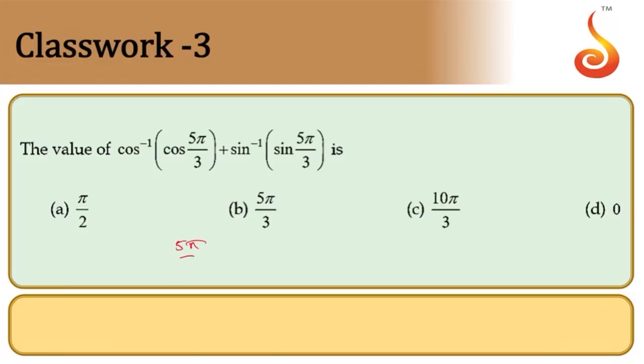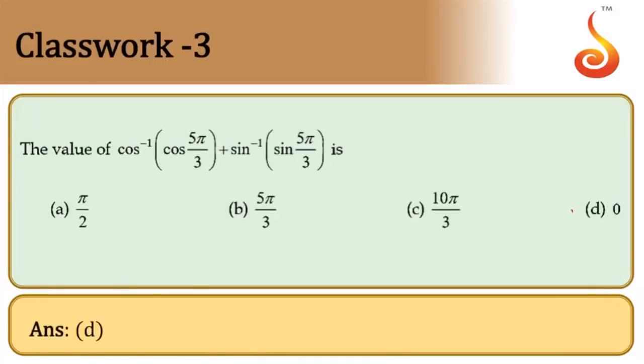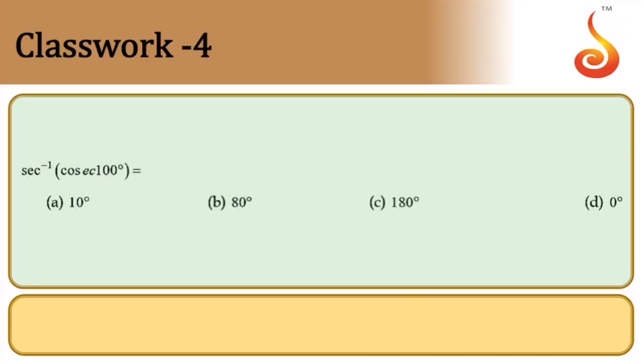Third one, cos inverse of cos of 5 pi by 3. 5 pi by 3 is an angle which can be written as 2 pi minus pi by 3. Cos of 2 pi minus pi by 3 is cos pi by 3. Therefore, cos inverse of cos 5 pi by 3 is nothing but pi by 3. Whereas sin inverse of sin 5 pi by 3 is, because 2 pi minus pi by 3 comes under the fourth quadrant, sine will become negative, so you get minus pi by 3. So the sum of these two will be equal to 0. The answer is 0.